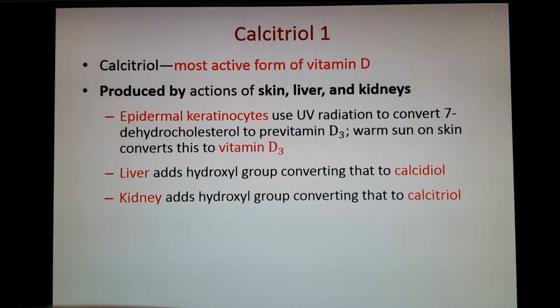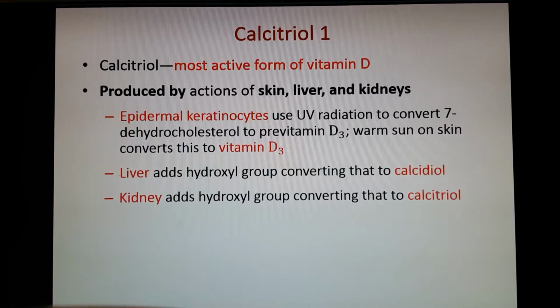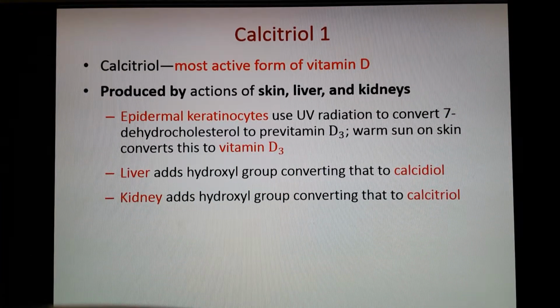We start off in your epidermal keratinocytes, in the skin, using UV radiation from the sun to convert one chemical to a pre-vitamin form of vitamin D. So that's another excuse to get out and get some sun, to make sure you have your vitamin D, because vitamin D is necessary to absorb calcium from your diet. The next steps are taken in the liver, which does some work on that pre-vitamin D. Then the kidney does the last step to convert it to calcitriol, which is the actual active form.